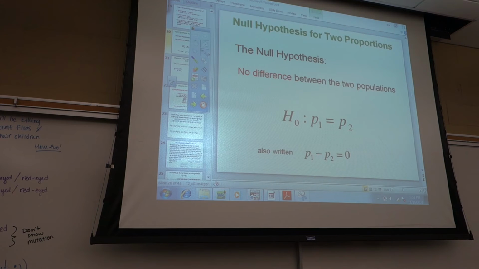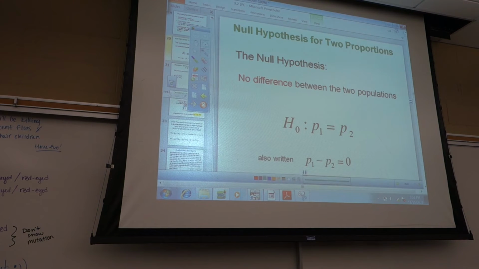All right, the null hypothesis is always equal. In this case, P1 equals P2. You can also write it as P1 minus P2 equals 0, because if they equal each other, then when you subtract them, you should get 0.